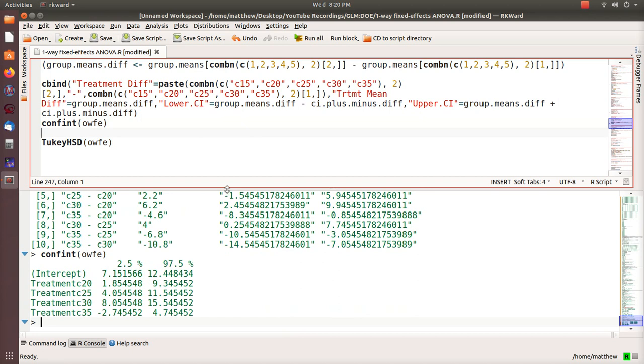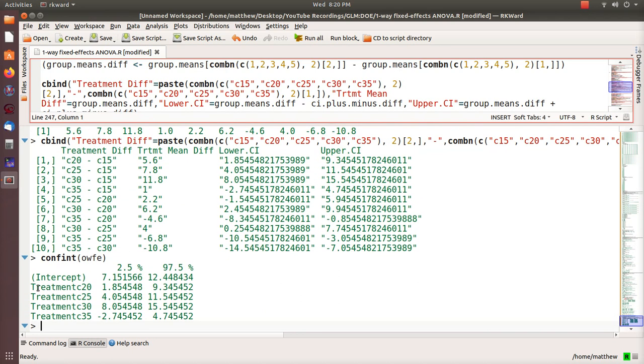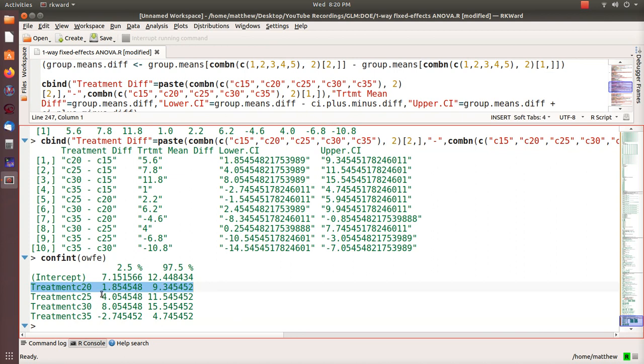Now we're going to look at this confidence interval again. So I'm going to have to raise this up. Now this right here, I'm going to highlight it down here. That is a confidence interval for the difference of C20 minus C15, which is this one. And notice that that's 100% the same as what we calculated up here. Now this one is C25 minus C15. It's actually 100% the same as this, right? As it should be. And the same way for 30, which is C30 minus C15. It's the same. And then for C35 minus C15, it's the same.